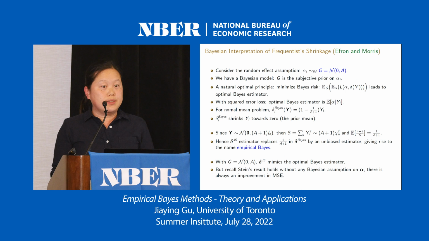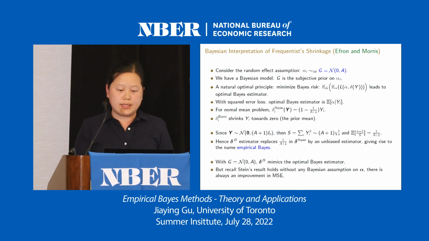Now, later on in the 70s, Efron and Morris, in their 1973 paper, gave a Bayesian interpretation of this frequentist shrinkage. Let's consider the random effects assumption, where all the alpha i's are IID from some distribution G, and in their context, let's specialize to the normal distribution with 0 mean and variance A. With this, we have a Bayesian model, where G is just a subjective prior on these alpha i's. In the Bayesian world, a natural optimality principle is then to write down the Bayes risk, which I write here, and to minimize that, which will lead to the Bayes estimator. And with the squared error loss, that comes back to be the familiar posterior mean.